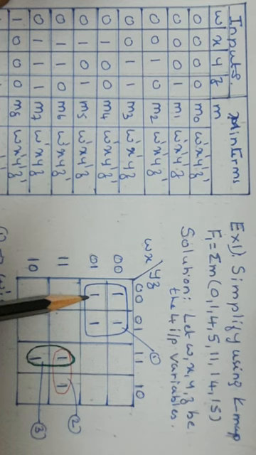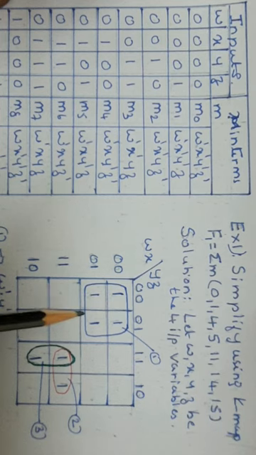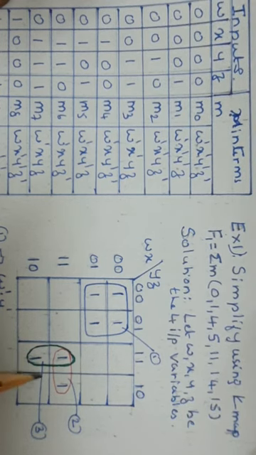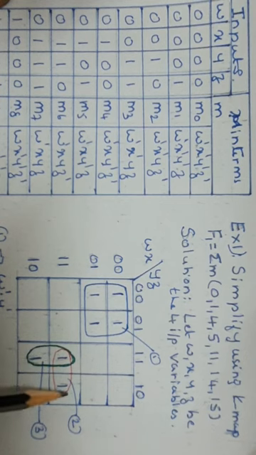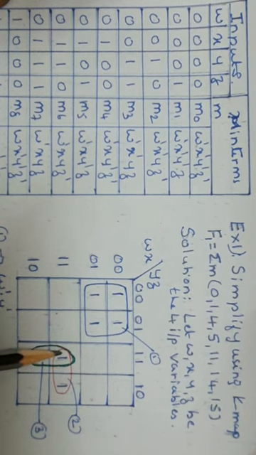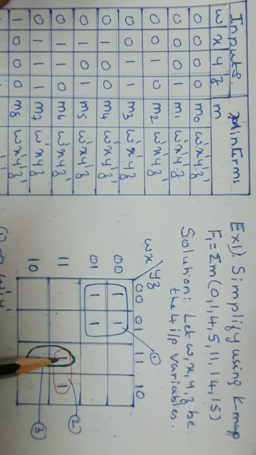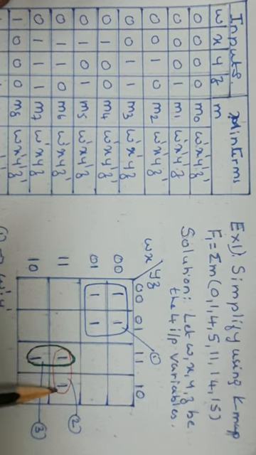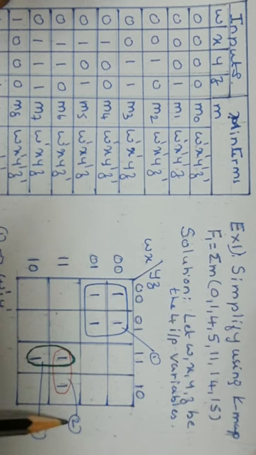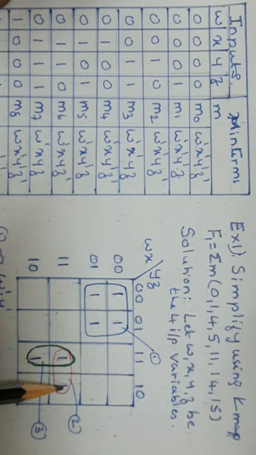With this one quad we have covered four ones. We should cover all ones here. Next, what about these three? A quad is not possible. But these two are adjacent to each other, rectangular shape. If you take a fold here, this falls on this, so both come in one square. They are adjacent. This is a group of pair, which we call the second group. These two ones are covered, but this one is left.